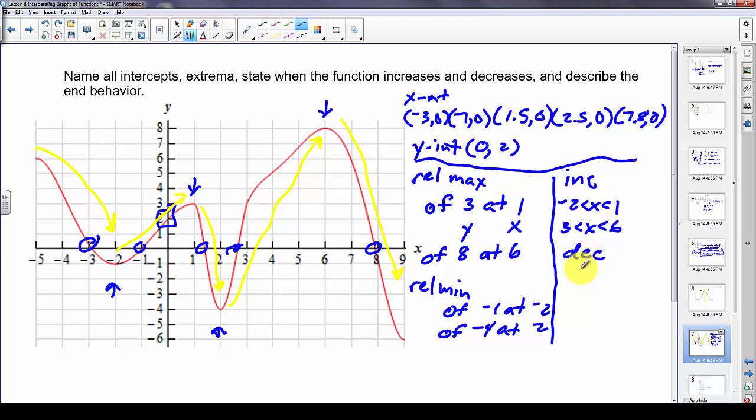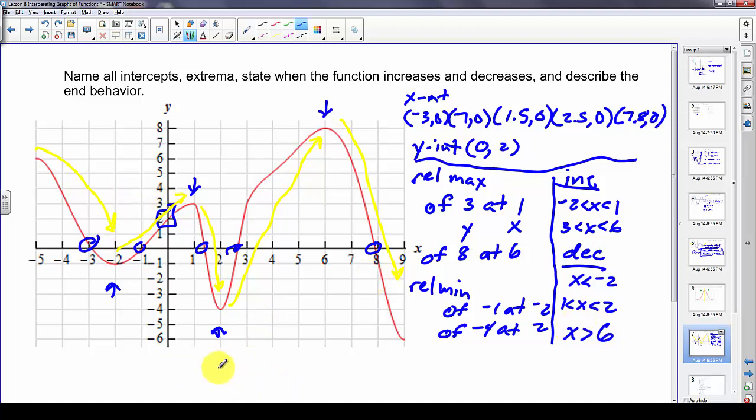Likewise, it decreases or goes down when x is less than -2, when x is greater than 1, but also less than 2, and when x is greater than 6. They all go down.